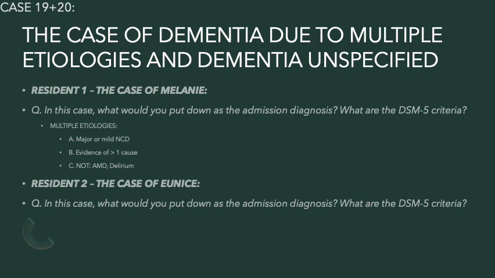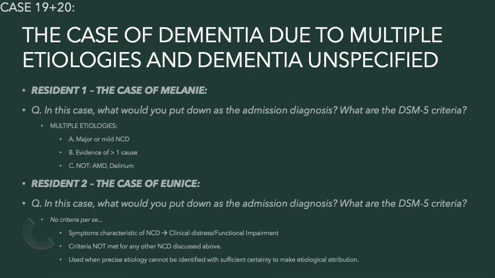And for resident 2, in the case of Eunice, there are no criteria per se for this diagnosis, as this would be dementia unspecified. Here there are symptoms characteristic of a neurocognitive disorder which result in clinical distress or functional impairment. Criteria are not met for any of the other neurocognitive disorders discussed above. We use this when the precise etiology cannot be identified with sufficient certainty to make an etiological attribution.